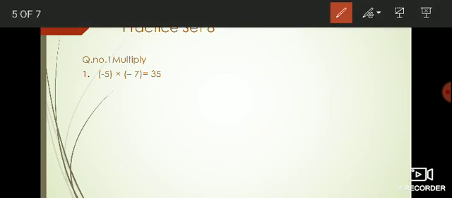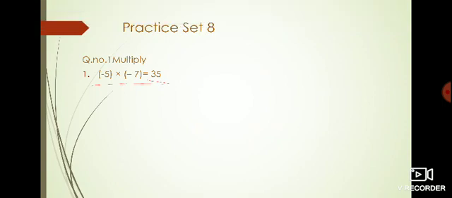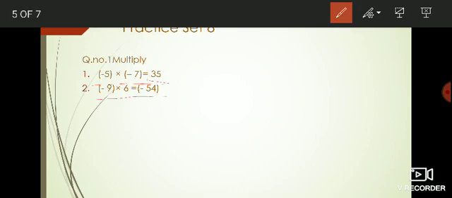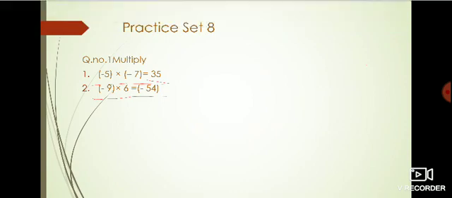In that, first question, multiply. First one, -5 into 7. Here, negative into positive. Next one, second example, -9 into 6. Here a negative number into a positive number is there. Negative into positive is always negative. This we learned in the second rule.